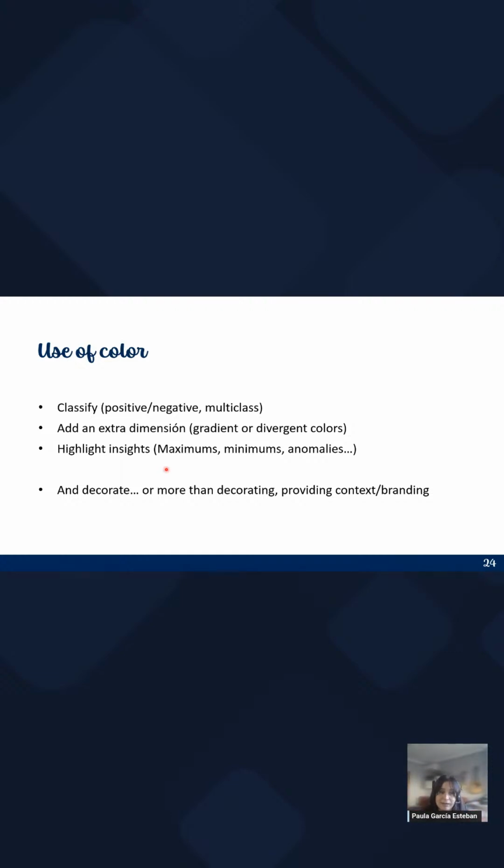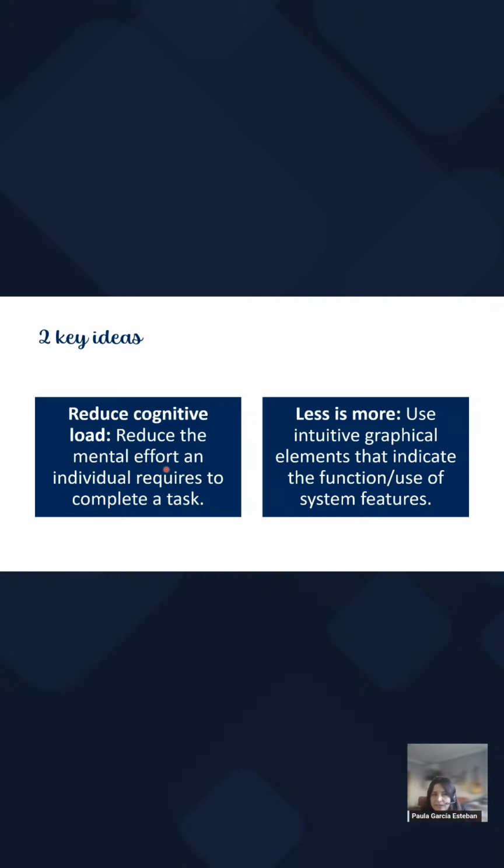No, we are communicating a message, okay? So two key ideas. Don't use a lot of color, because we need to reduce the cognitive load as much as possible. We need to reduce the mental effort that the individual requires to complete a task. And if we put information not ordered, with so much info, we explode internally. Our cognitive load is like boom, and we have no room, no space for really focusing on what's more important.